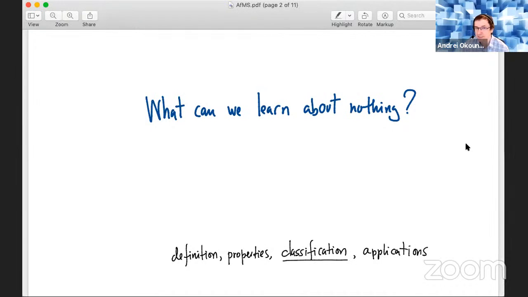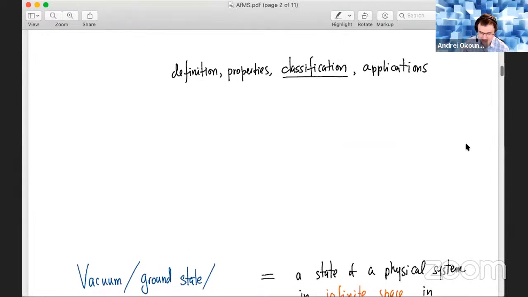And it's not an abstract study. So somehow, if you learn nothing, it can have applications. And we'll talk about concrete ones.